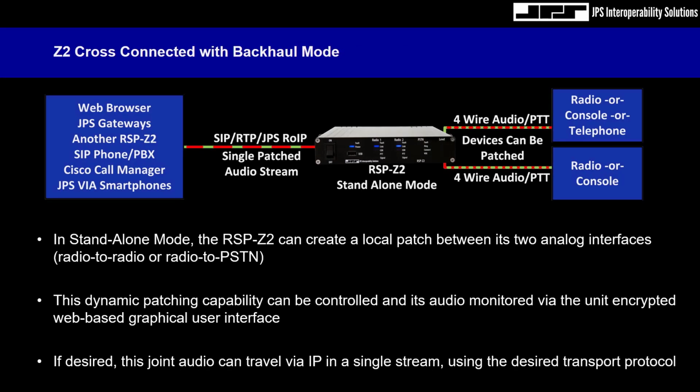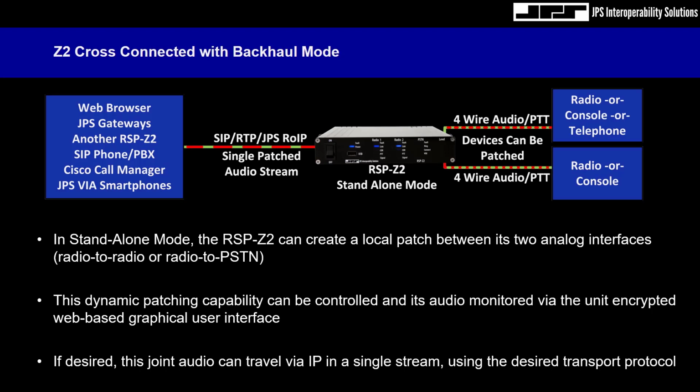Here we see a block diagram of the same thing. On the left, either channel, we have radios or consoles or telephones. That would be PSTN. And so they can go back and forth between each other as a repeater, and then all of the audio goes out the backhaul side, and it can be going through SIP, RTP, or JPS RoIP, and it'll be a single patched audio stream.